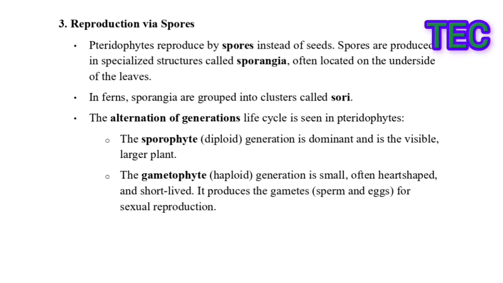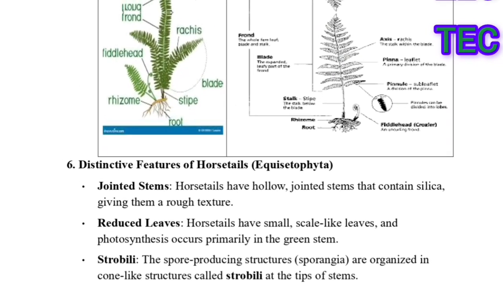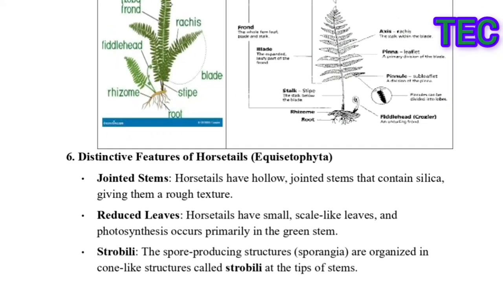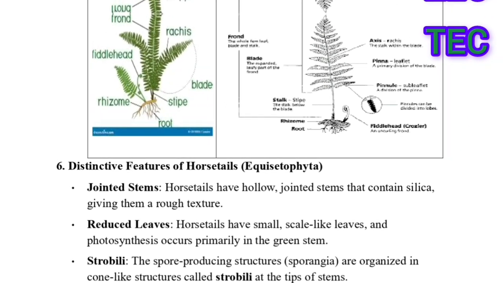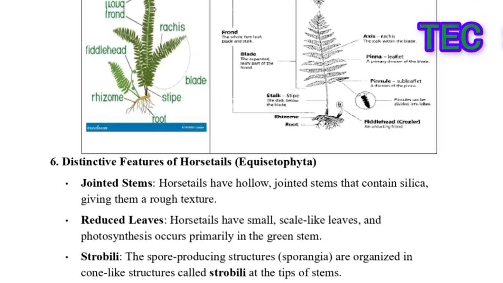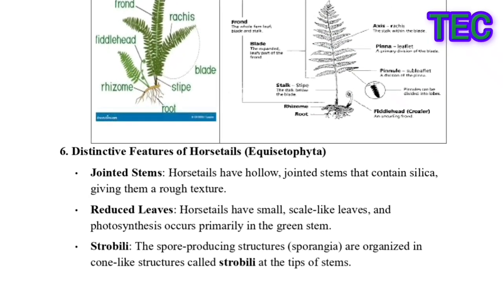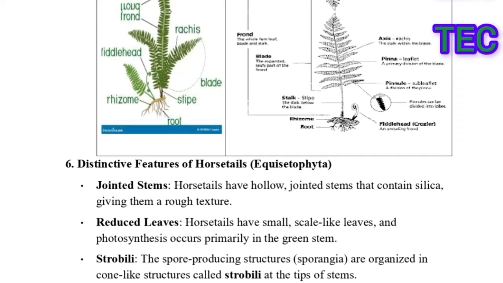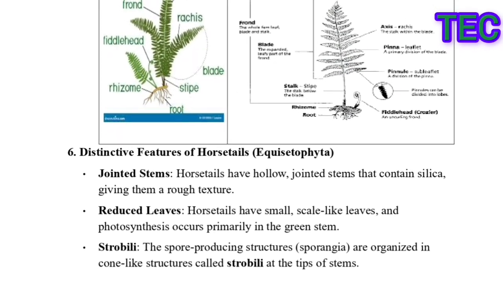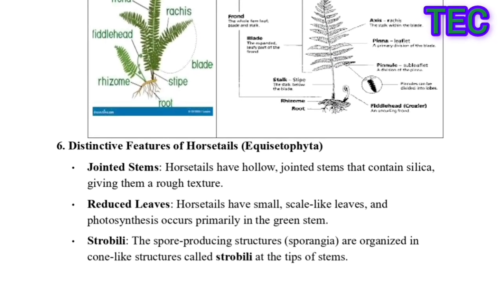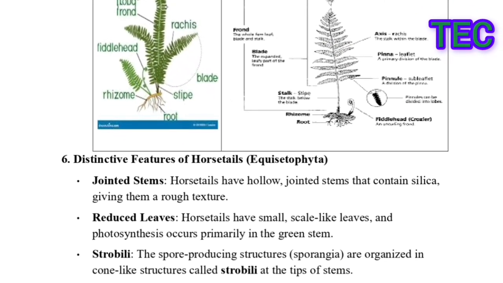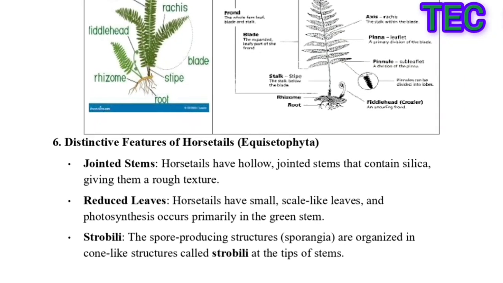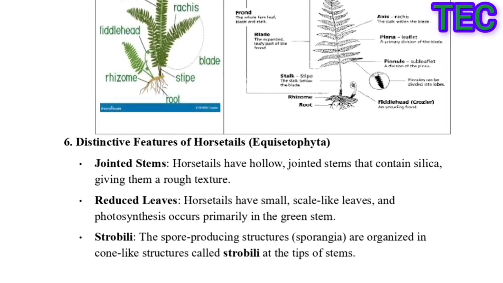Now, alternation of generation. The sporophyte, which is the dominant phase, the larger vascular plant commonly recognized as the fern or horsetail, produces spores in sporangia. So the sporangia is an organ that produces the spores.